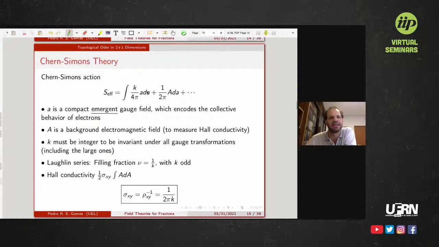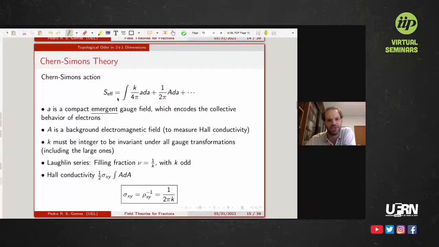So this is an example where the proper degrees of freedom, the low energy degrees of freedom, are not like the original ones. So all the collective motion of the electrons is codified by this gauge field. And big A is the background electromagnetic field. It is used to measure Hall conductivity.